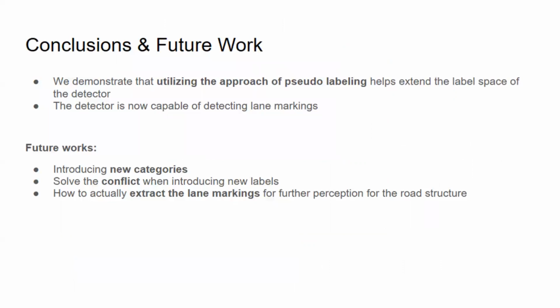For the conclusions and future work of the project, we demonstrate that utilizing the approach of pseudo-labeling helps extend the label space of the detector, and the new detector is now capable of detecting lane markings. The future work includes introducing new categories about road structures to our label space, and solving the conflicts when introducing new labels to the original label space. And how do we actually extract the lane markings for further perception of the road structures?